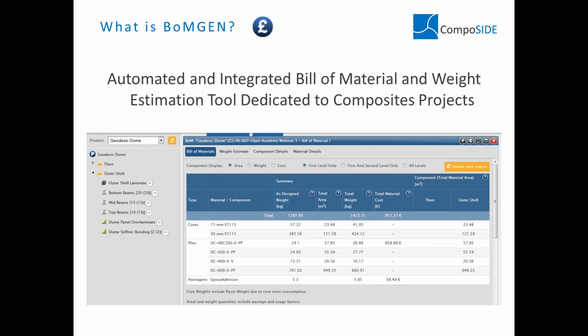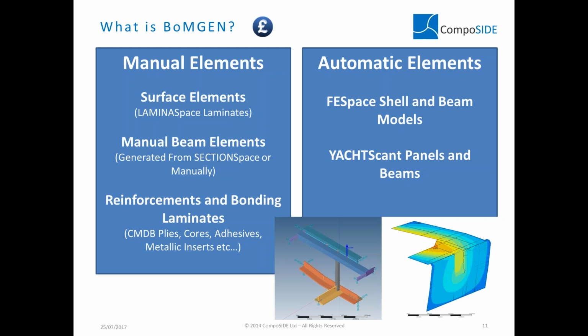So let's just go into, Julian already mentioned what BomGen is. It's an automated and integrated bill of materials and weight estimation tool dedicated to composites projects. So this is specifically designed for composites. We've recognized the pain points and we've tried to develop a tool which allows you to mitigate some of these pain points. In BomGen, you can create manual elements and automatic elements.